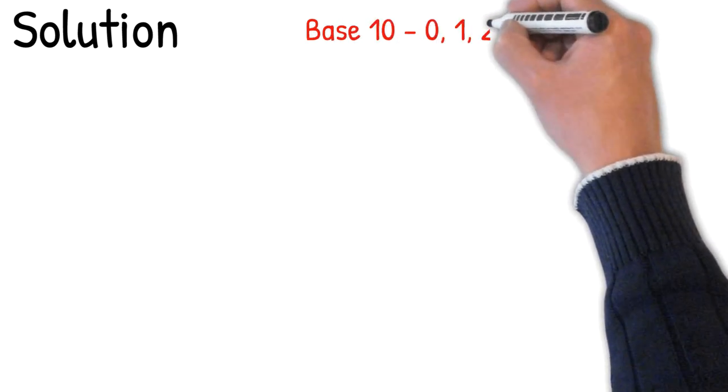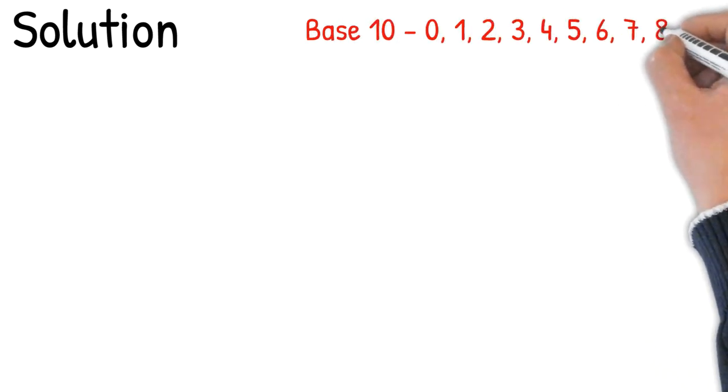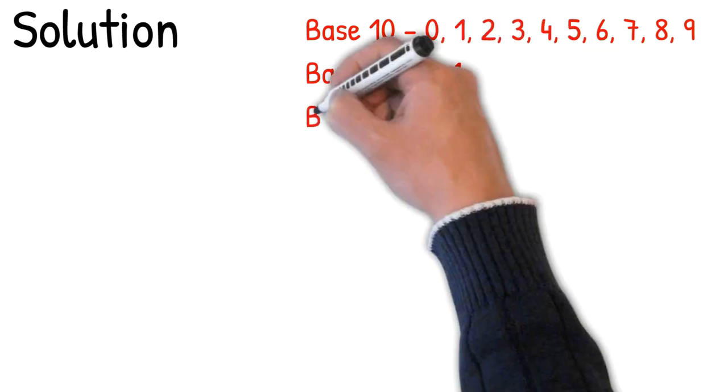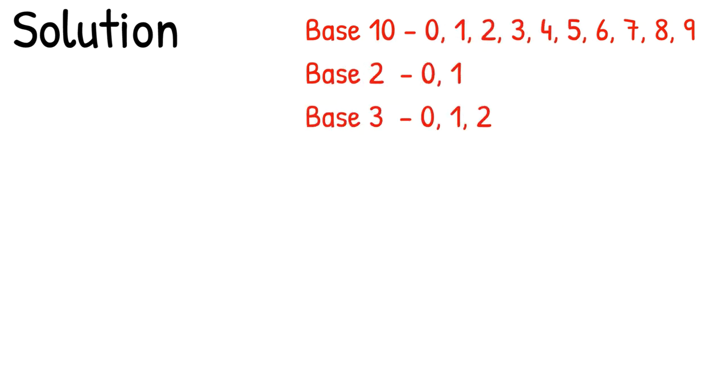The number system we generally use is base 10 or decimal system. A number can be represented in multiple ways such as base 10, base 2, base 8. Similarly, a number can also be represented in base 3 system. Base 3 uses only 0, 1 and 2 to represent any number.